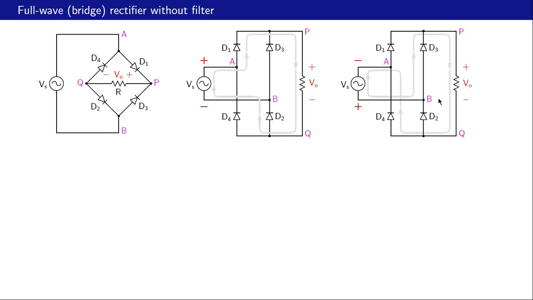Once again, taking the simple case where the on voltage of the diodes is 0, this node P is now at the same potential as node B, and node Q is at the same potential as node A. In other words, Vo is now equal to minus Vs, and in reality, of course, there will be a slight difference because of the V on of the diodes.